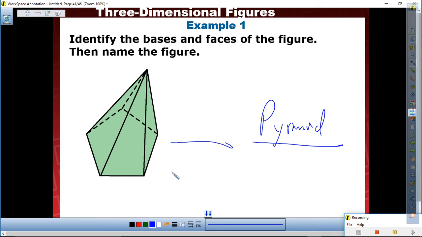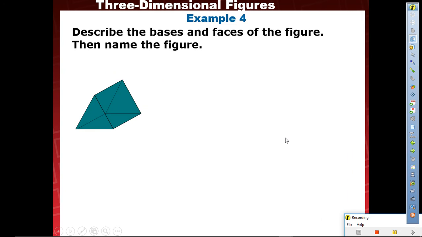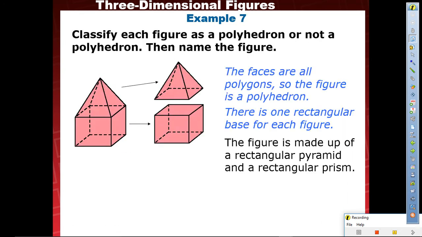And then for the first name, we use the figure of the base. The base looks like a pentagon. That's why we called it a pentagonal pyramid. You guys remember that, right? From there, we moved on. We did several examples of those. From there, we moved on to volumes.